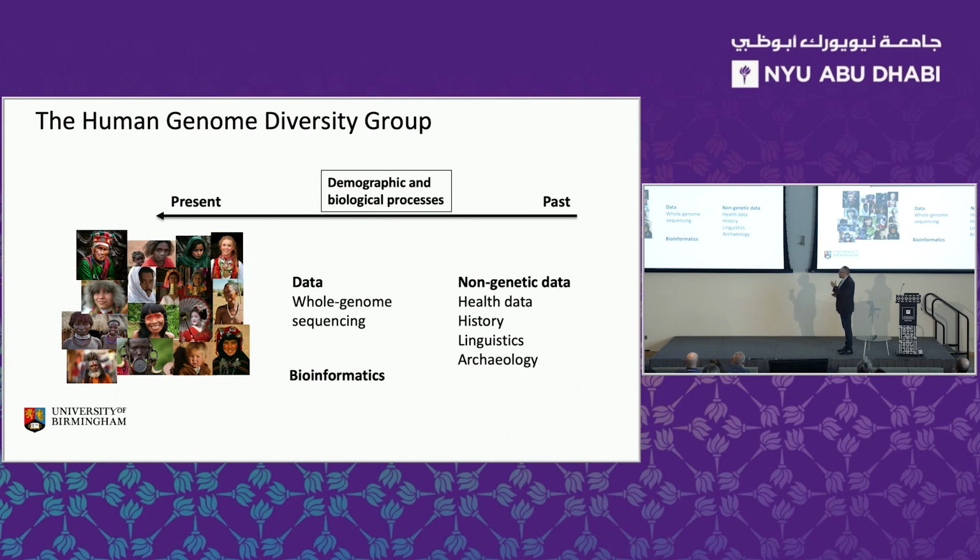Throughout the talk, I'm going to speak about data, which is going to be whole genome sequencing data, but we also use non-genetic data, which is clinical reports, historical data, linguistic data, archaeology, anthropology, and of course we wrap up everything using bioinformatics. So whole genome sequencing for us population geneticists has been a game changer because of how much information you can get from whole genome sequencing.